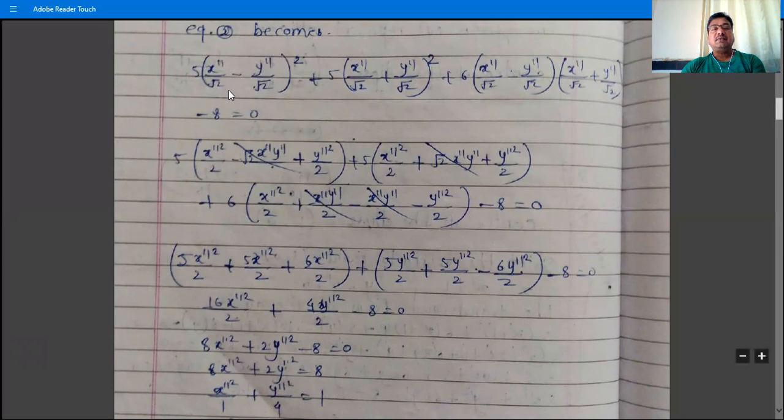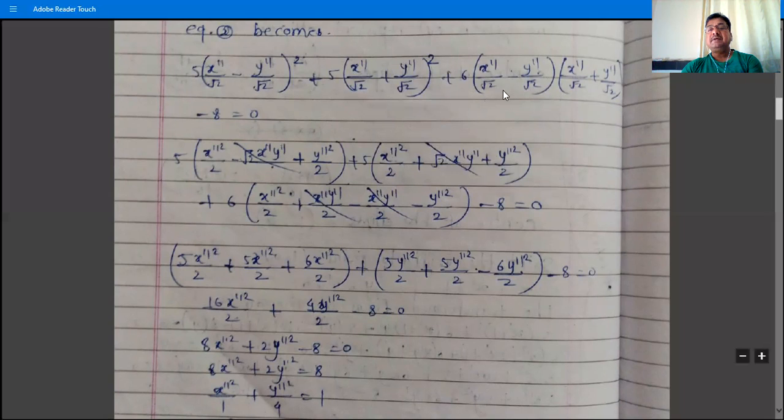Then the multiplication of these two is x double dash y double dash divided by 2, and its double is x double dash y double dash. Don't write this root 2, y double dash square by 2. Plus 5 times its square: what is x double dash by root 2 square? Then 2 times the multiplication of these two. The multiplication of these two is x double dash y double dash by 2, and its double is x double dash y double dash. Don't write this root 2, plus y double dash square by 2.